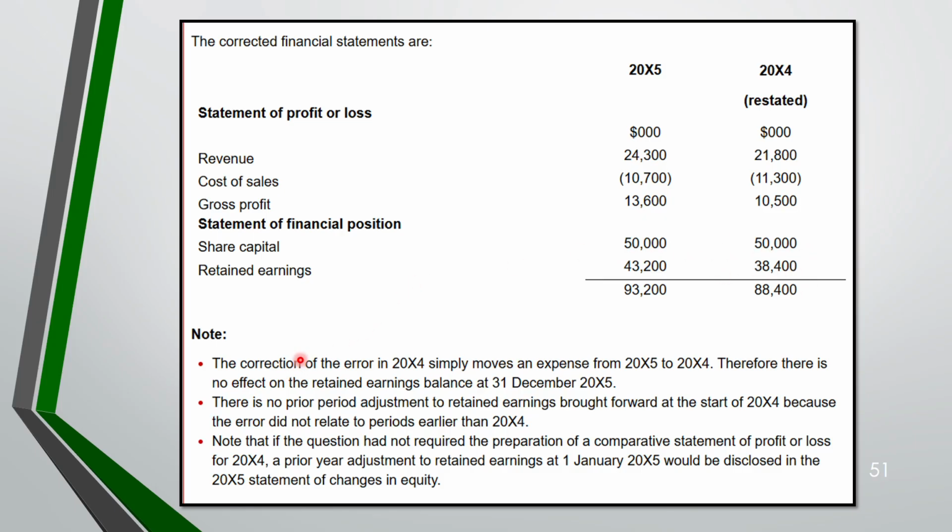Now let us read the notes to this. So the correction of the error in 2004 is simply moving an expense from 2005 to 2004. Therefore, there is no effect on your retained earnings balance at 31st December 2005. There are no prior period adjustments to retained earnings brought forward at the start of 2004 because errors did not relate to periods earlier than 2004. Note, if the question had not required a preparation of cumulative statement of profit and loss for 2004, then a prior year adjustment to retained earnings at 1st Jan 2005 would be disclosed in your 2005 statement of changes in equity.